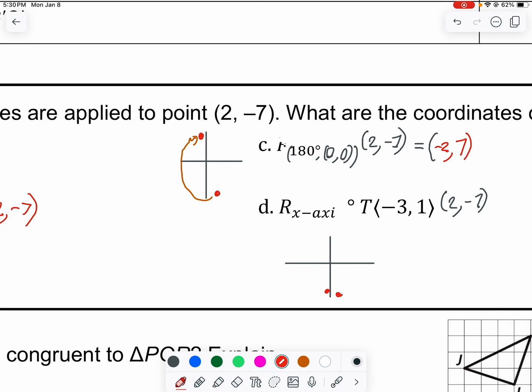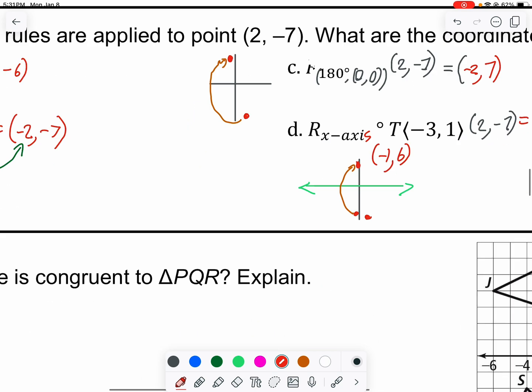All right, now we need to reflect across the x-axis, and remember the x-axis is right here. So we're going to reflect across this green line, and whenever we do, we end up with a point that's right over here. Now that point is going to keep the same x value that we got after the translation, -1, but the y value becomes positive. So it'll be (-1, 6). All right, next one.